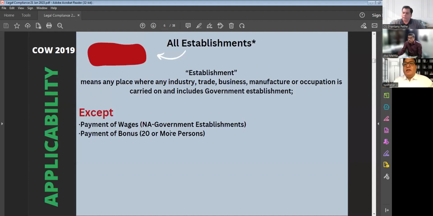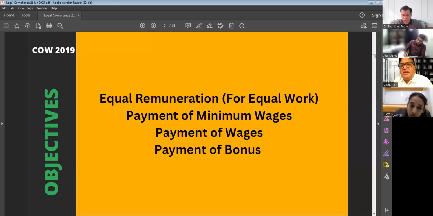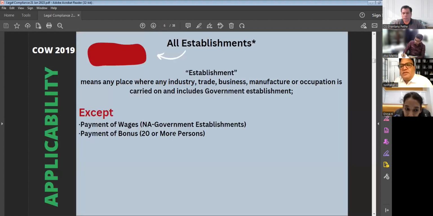Okay. There is only one question, Mr. Shantanu. One question from my side: you are talking about the Code of Wages. When there is a Minimum Wages Act, what is the difference between the Minimum Wages Act and this Code of Wages? No, both are running simultaneously.